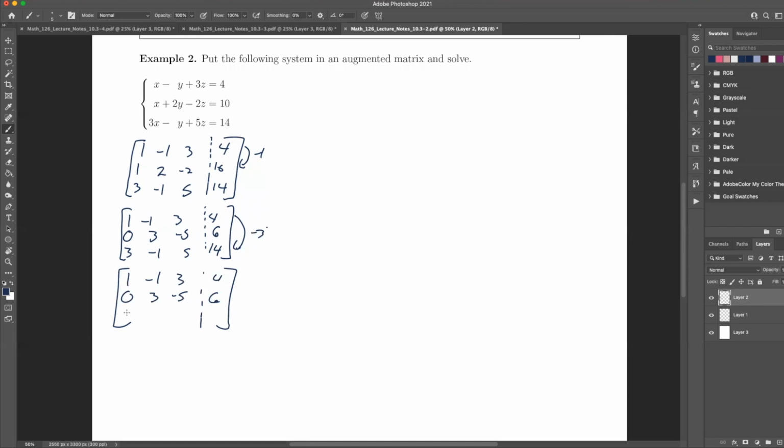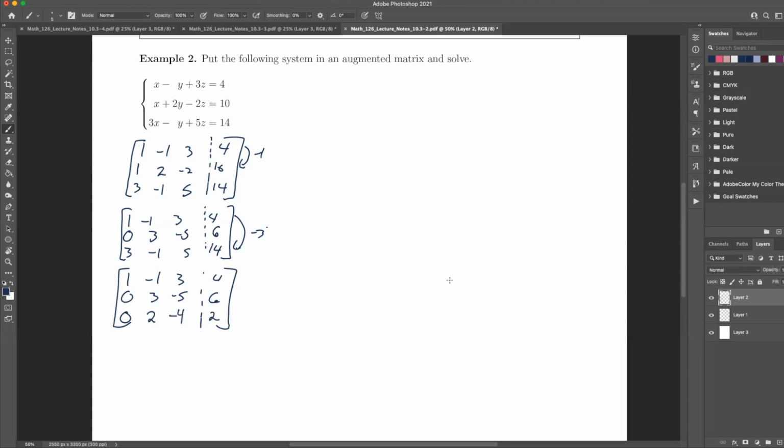-3 of this is +3, plus the 1 is a 2. Negative 3 of this is minus 9, plus the 5 is minus 4. Negative 3 of 4 is negative 12, added to 14 gives us 2.